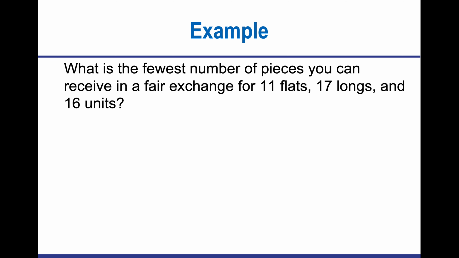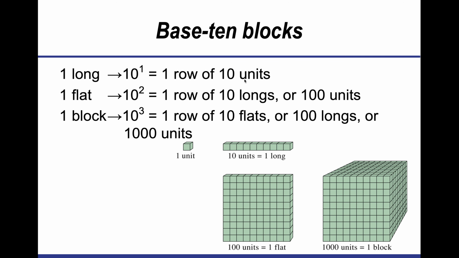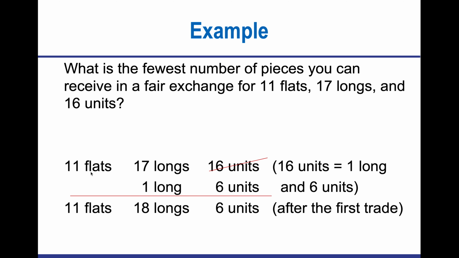What is the fewest number of pieces you can receive in a fair exchange for 11 flats, 17 longs, and 16 units? So when I'm talking about units, longs, and flats, this is what I'm talking about. So if I have 11 flats, then I have 17 longs and 16 units. I know that 16 units is equal to one long piece and 6, because 10 units is a long. So when I say 16 units, I could borrow 10 from those units and add a long in here.